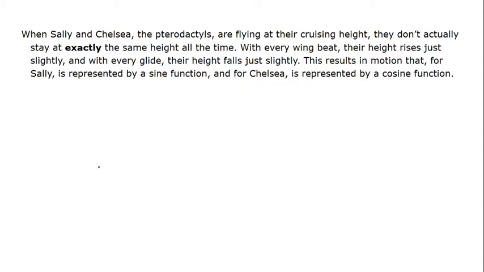When Sally and Chelsea, the pterodactyls, are flying at their cruising height, they don't actually stay at exactly the same height all the time. With every wing beat, their height rises just slightly, and with every glide, their height falls just slightly. This results in motion that for Sally is represented by a sine function and for Chelsea is represented by a cosine function.